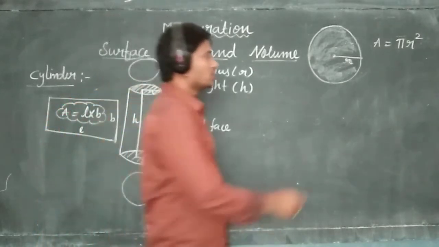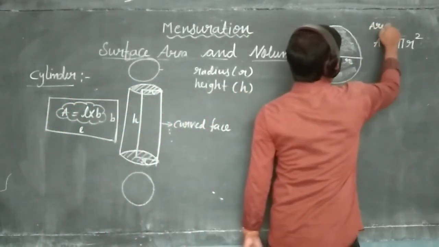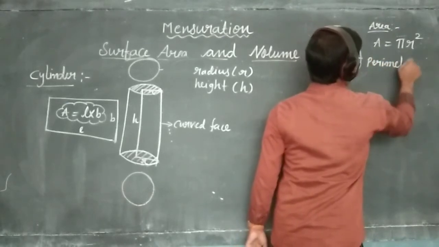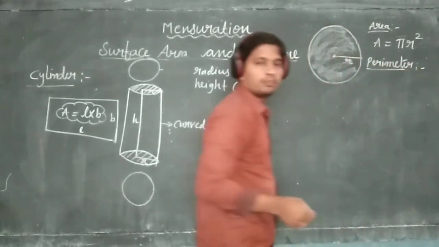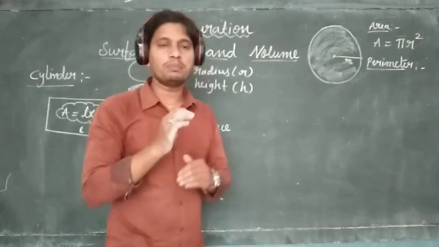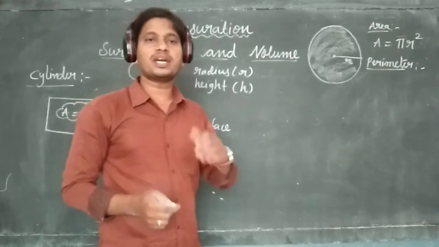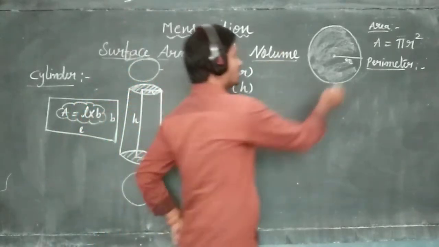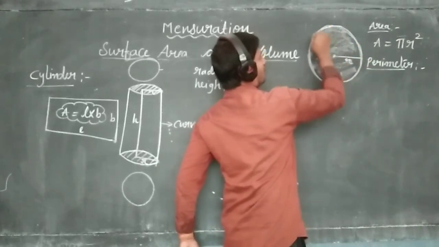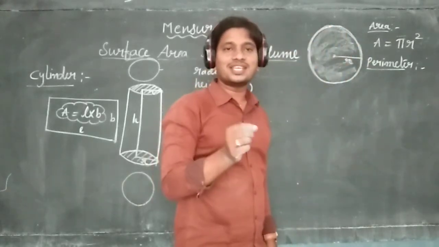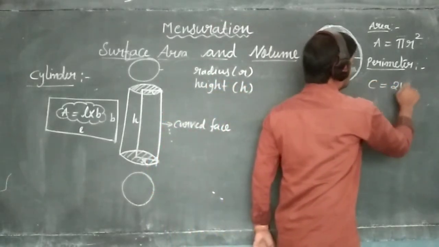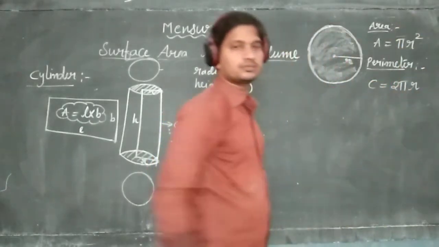Now coming to perimeter. Perimeter is also called circumference. What do you mean by circumference? It's nothing but its boundary. So what is the circumference of the circle? Circumference of the circle is equal to 2 pi r.